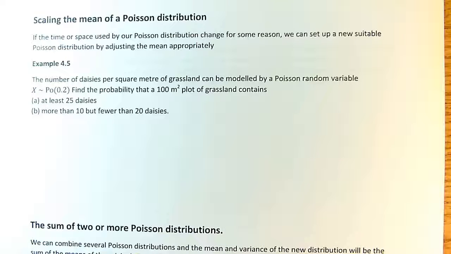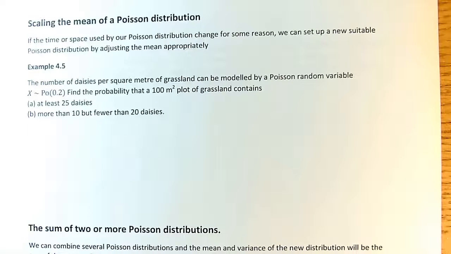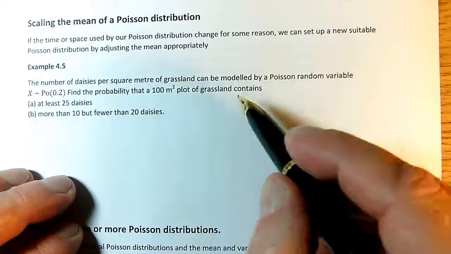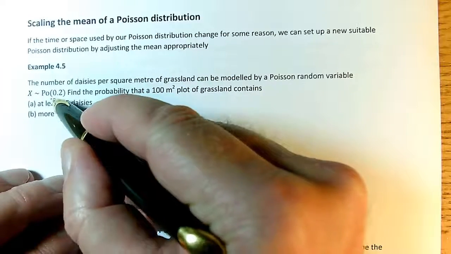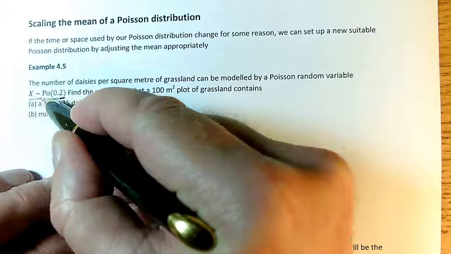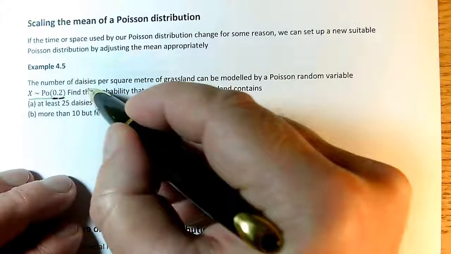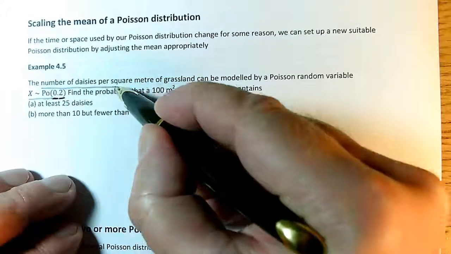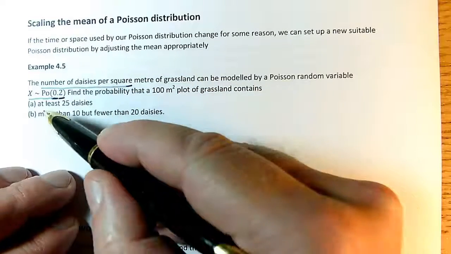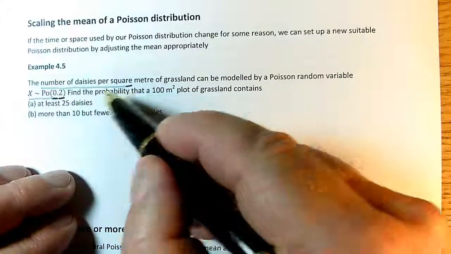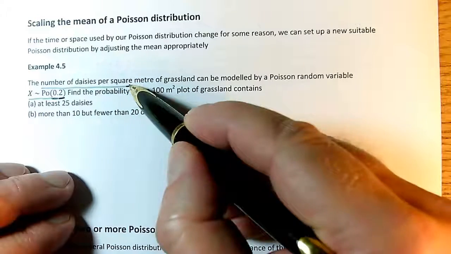Okay, this is making the point that if we change the time or space, we have to change the mean. In fact, we had a previous question where we did this before. The difference here is that we never ever use the one for which the mean is 0.2. This model here, where the mean is 0.2, is the number of daisies per square metre. Incidentally, they tell me it's a Poisson anyway, but this is why it's Poisson. We're counting the number of daisies in a fixed space, okay?